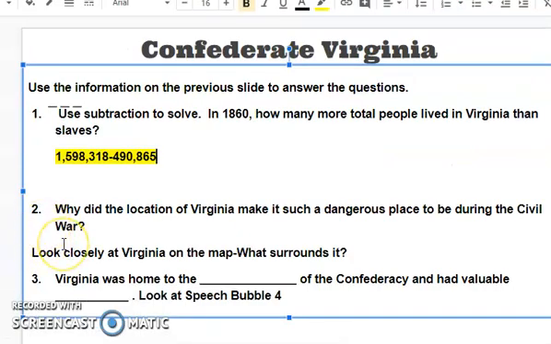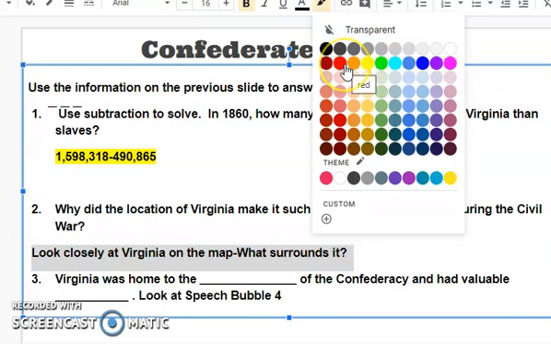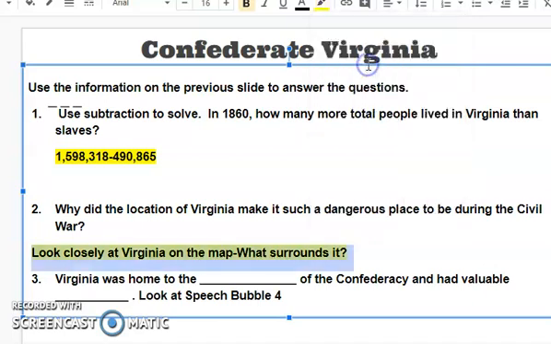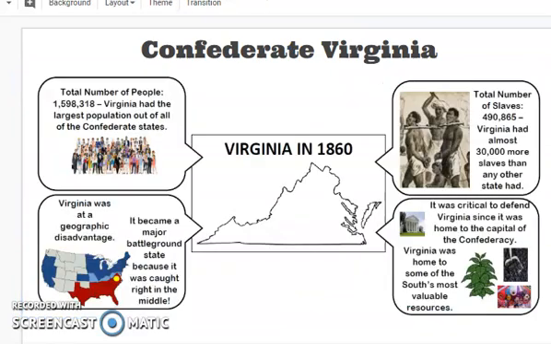Question number 2, why did the location of Virginia make it such a dangerous place to be during the Civil War? For this, I want you to look closely at Virginia on the map, the one that is colored with the red and the blue, blue being Union states, the red being Confederate states. I want you to look at it and tell me what surrounds it. So come back over here, look at it for a second, and I think you'll be able to tell me why it was dangerous. This is in speech bubble number 2.